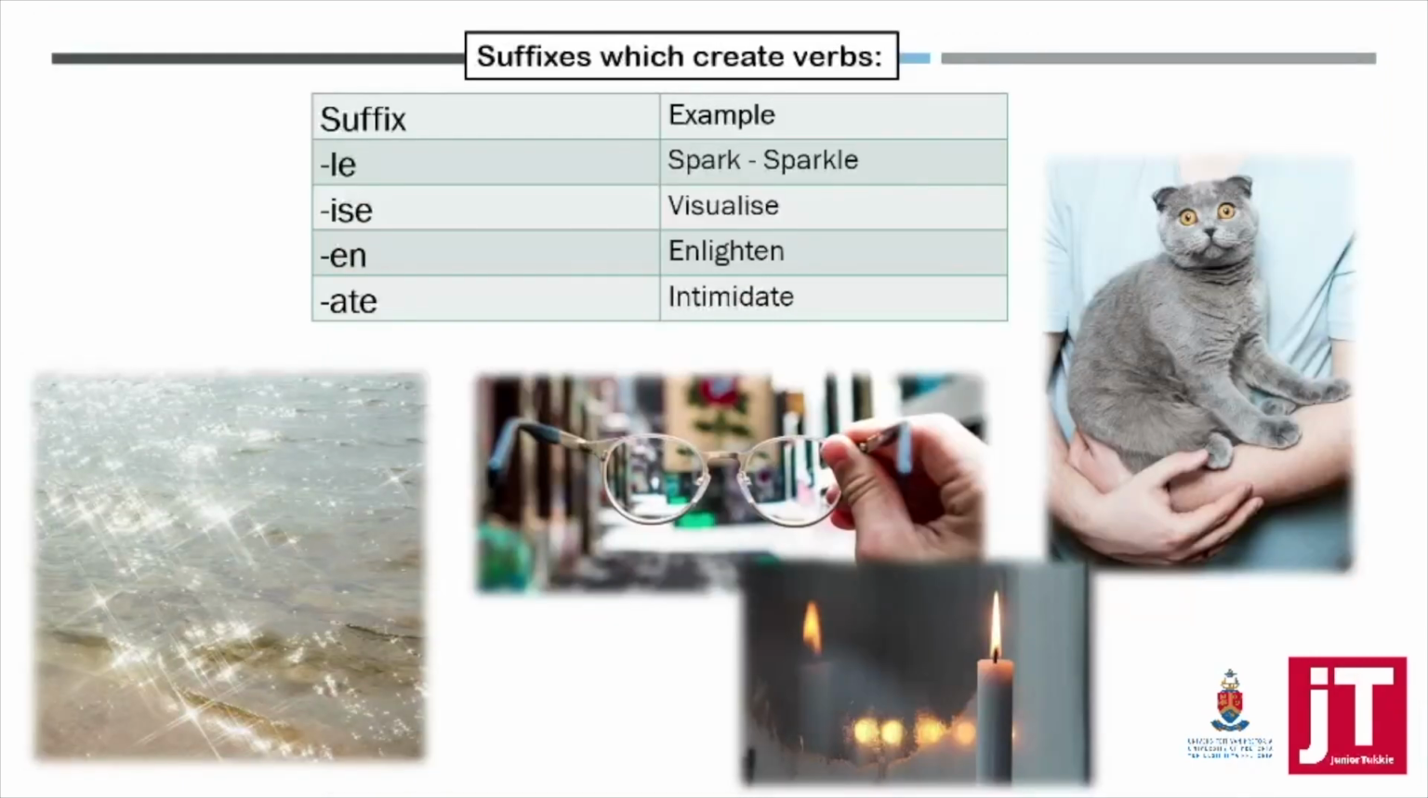And last but not least, we have suffixes which create verbs. Let's look at the example here. Spark. Spark could be used in a variety of different ways. I feel a spark between us, perhaps in the chemistry department. Metaphorically, that would be a noun, and it would also be a noun in terms of the science lab, the spark, you know, shot.